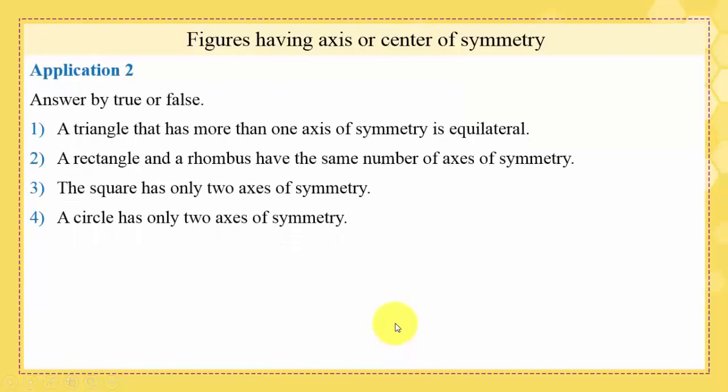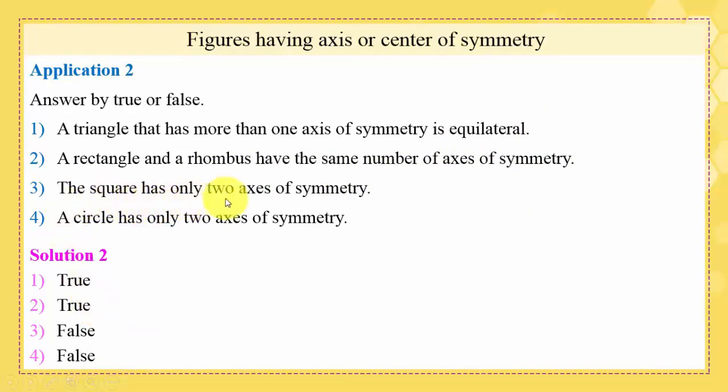Application 2, answer by true or false. Please pause this video and try to solve the application. Solution: a triangle that has more than 1 axis of symmetry is equilateral. True. A rectangle and the rhombus have the same number of axes of symmetry. True. They have 2 axes of symmetry.